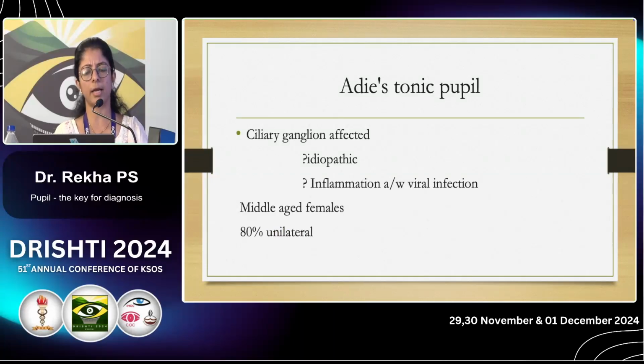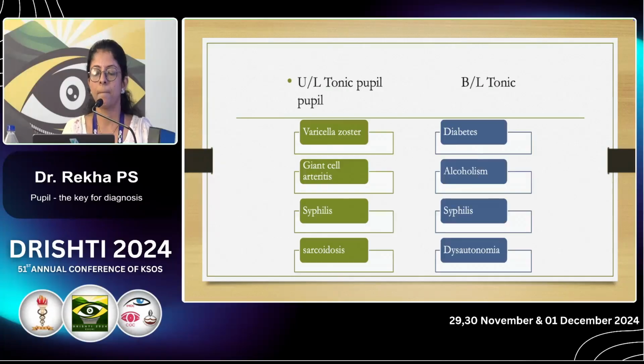So what is Adie's tonic pupil? Here the ciliary ganglion is affected. It can be idiopathic, or it can be due to inflammation associated with viral infection. Usually middle-aged females are affected, and more commonly it is unilateral. These are the other conditions which can present as unilateral tonic pupil: varicella zoster, giant cell arteritis, syphilis, sarcoidosis. And for bilateral tonic pupil, you should think of diabetes, alcoholism, syphilis, and dysautonomia.